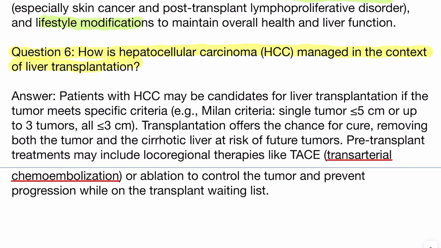How is hepatocellular carcinoma managed in context of liver transplant? So patient with hepatocellular carcinoma may be candidate for liver transplant if the tumor meets specific criteria. And here, remember this Milan criteria. One should have a single tumor which is less than 5 centimeter or up to 3 tumors all less than 3 centimeter. And this transplantation offers the chance for cure, removing both the tumor and the cirrhotic liver at the risk of future tumors. And pre-transplant treatments may include some therapies like transarterial chemoembolization or ablation to control the tumor and prevent progression while on the transplant waiting list.